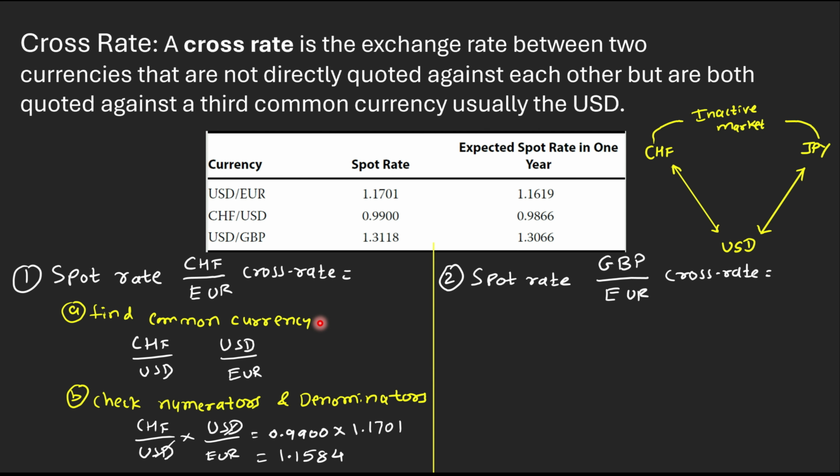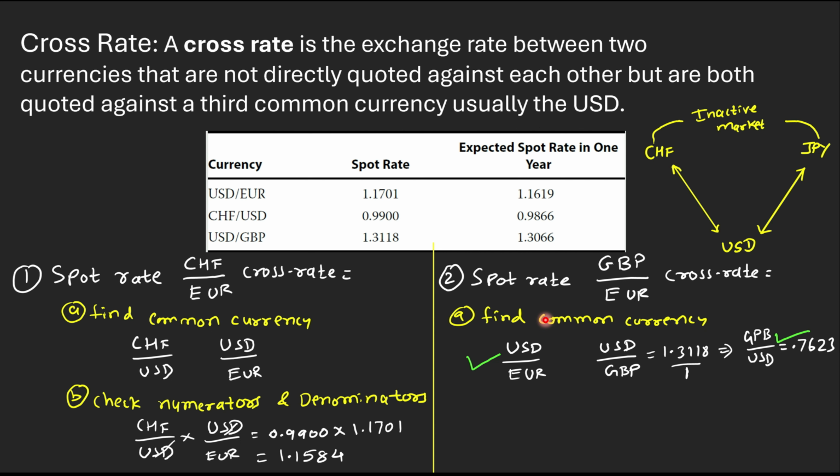All right, in this second example, we have a spot rate that we're looking to find between GBP, Great British Pound, and Euro. That's going to be a cross rate. Let's first find a common currency between GBP and EUR. Again, we have USD and GBP, and for Euro, we have USD and Euro, right? So we have a common currency, USD.